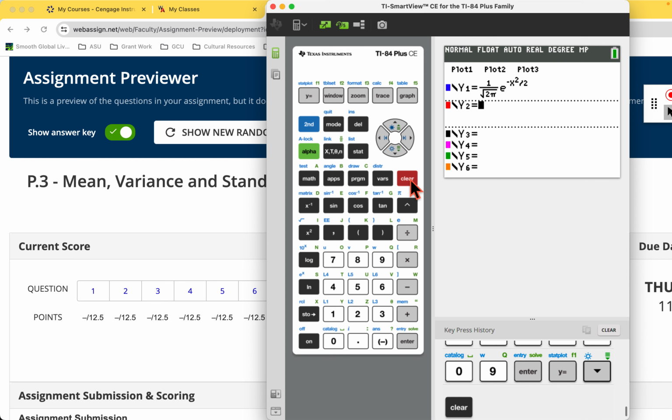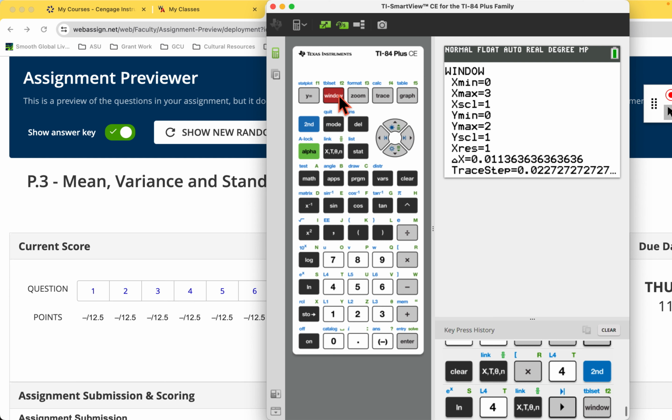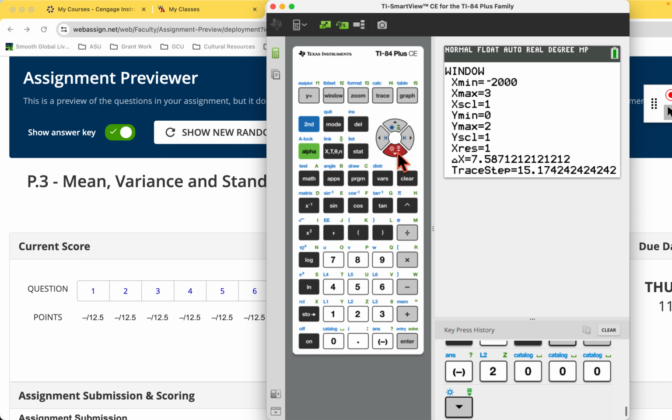I'm going to skip that step. What I'm going to graph is x times 4e to the 4x. So we're going to graph that going from negative infinity to 0. So we've got to think about our window before we even go there. So our window, the x minimum has to be like negative infinity. Well, let's put in negative 2,000. That's way out. That's probably enough. Maybe. Our x maximum, 0, because that's the side we're working with.